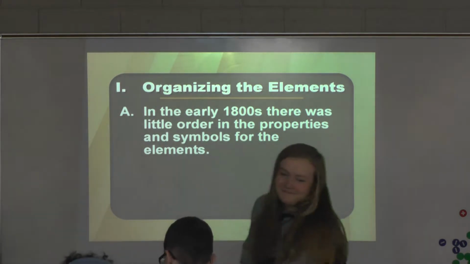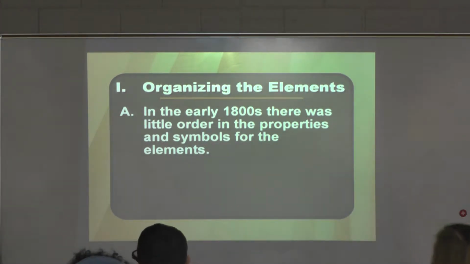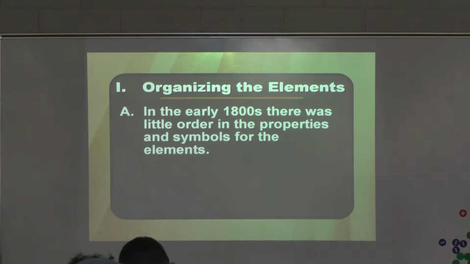So way back in the early 1800s, there was like no order to the elements that they had discovered. They had no way of organizing them in any meaningful manner. Far from where we are today.